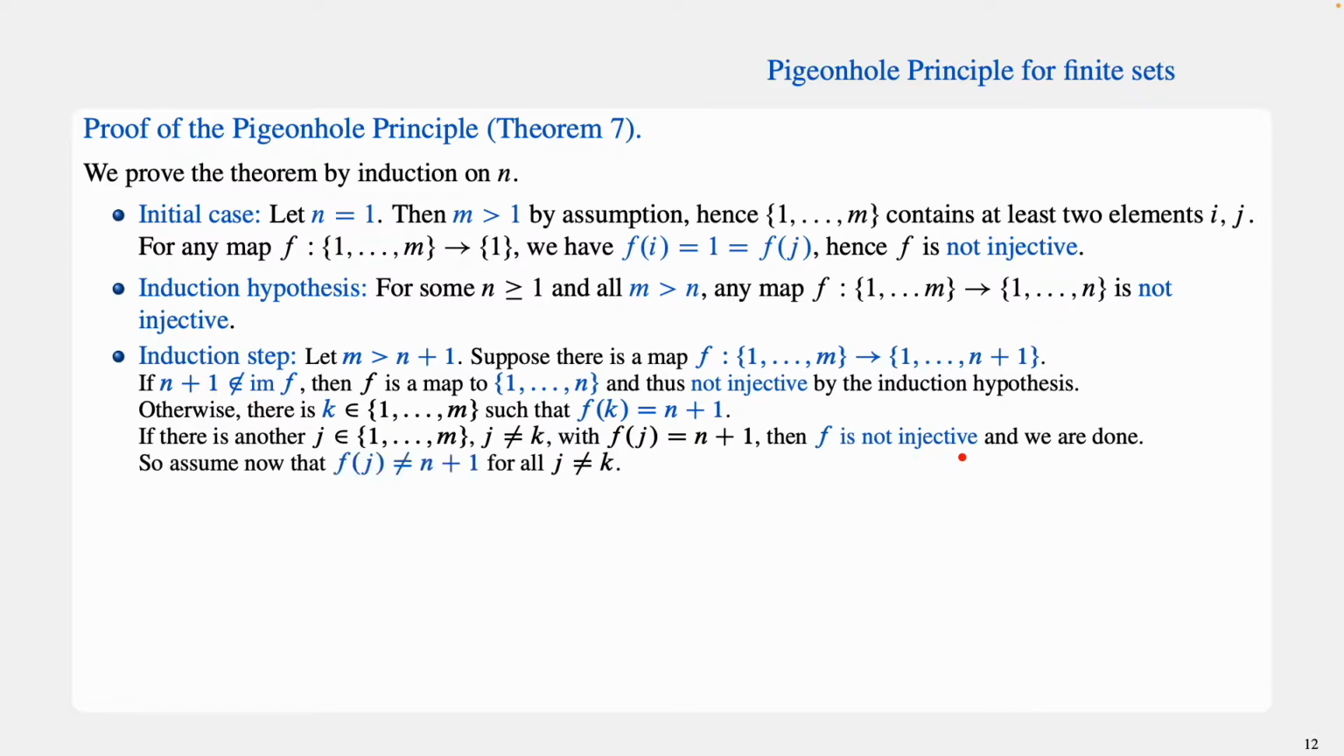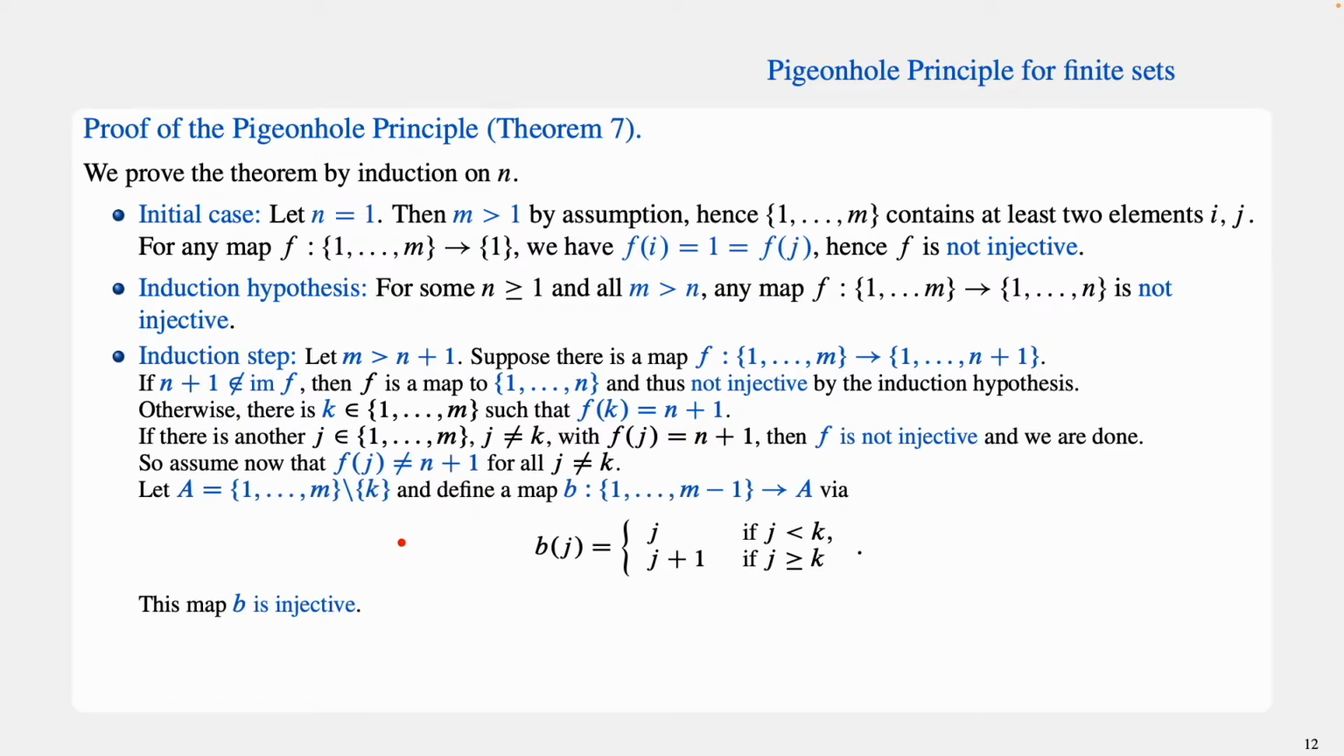So the last remaining case is that we assume that f(j) is not n plus 1 for all numbers that are different from k. As before, f(k) is n plus 1, but all j that are different from k do not get mapped to n plus 1. Now I construct a bijection as follows. A is the set of numbers from 1 to m, but without the element k that is being mapped to n plus 1. So I take this element out of 1 to m, and I call this set A.